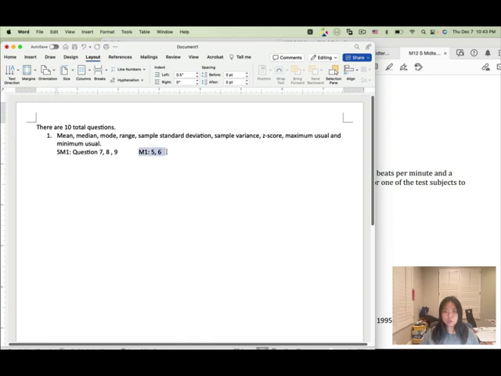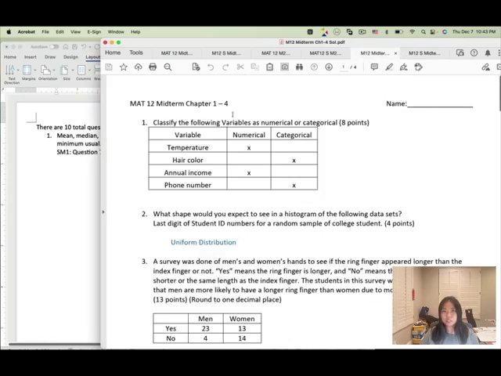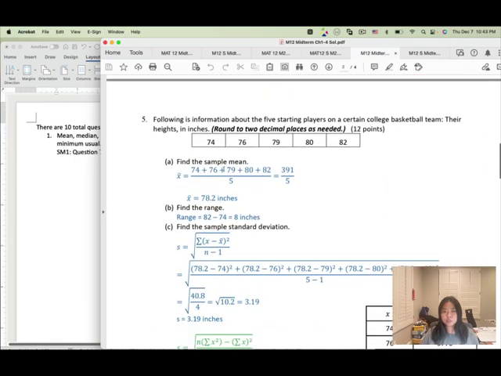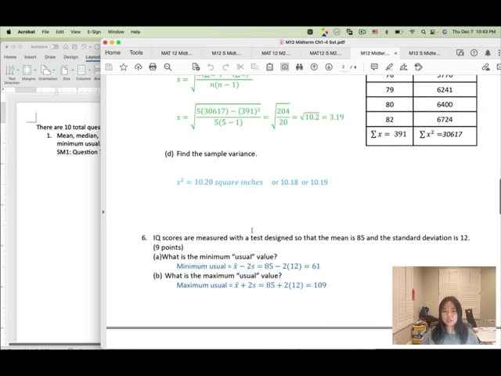You can also work on midterm 1, numbers 5 and 6. Similar questions: find the mean, range, standard deviation, variance. And then number 6, find the minimum usual and the maximum usual.